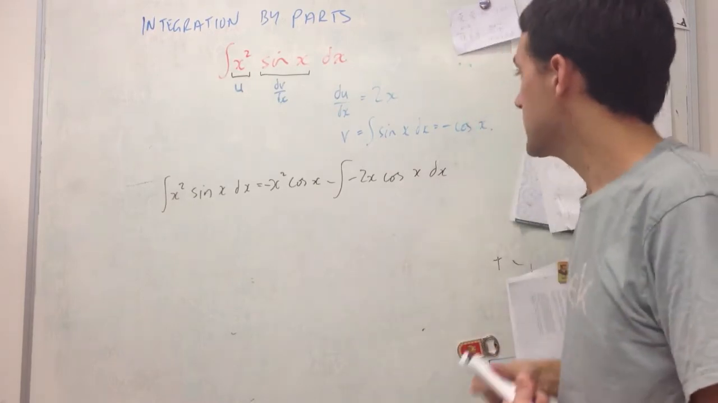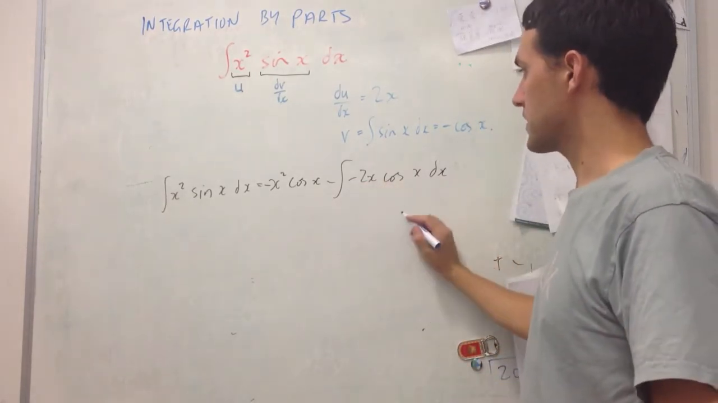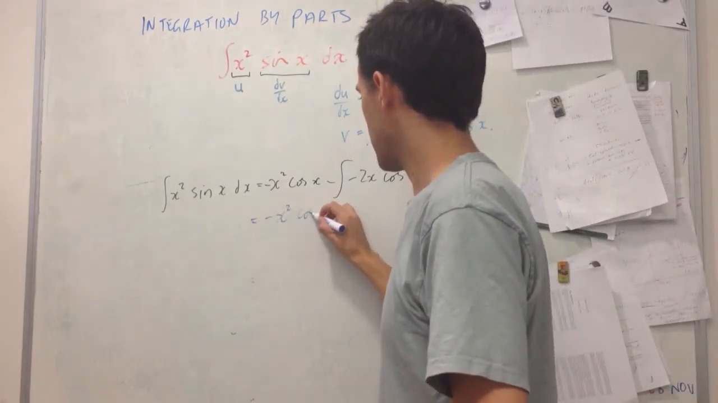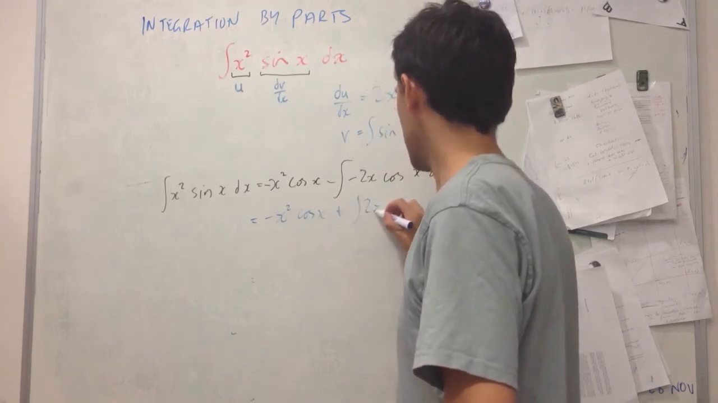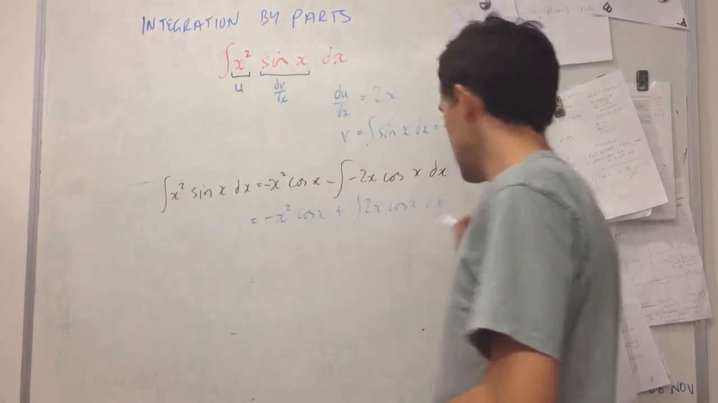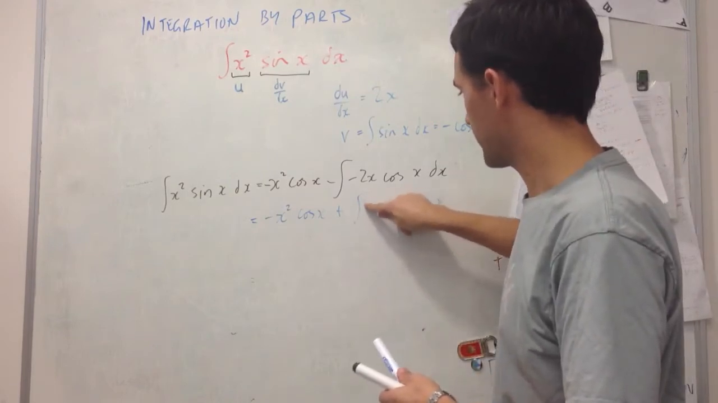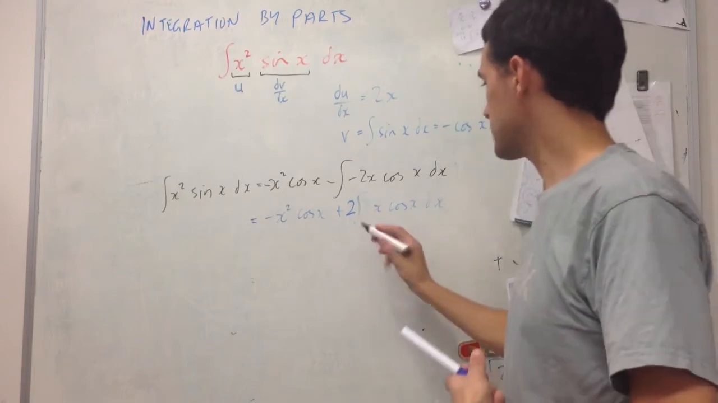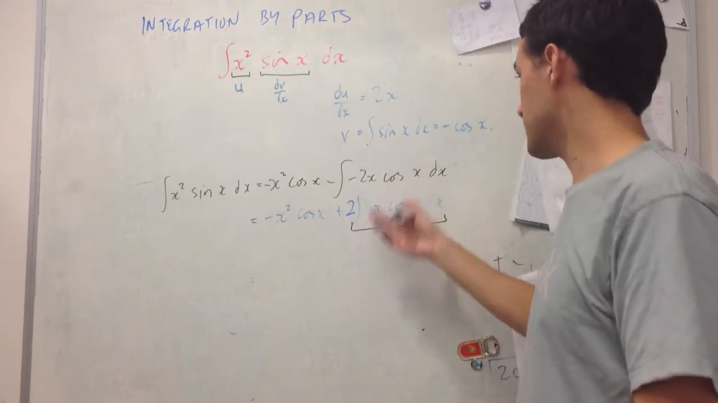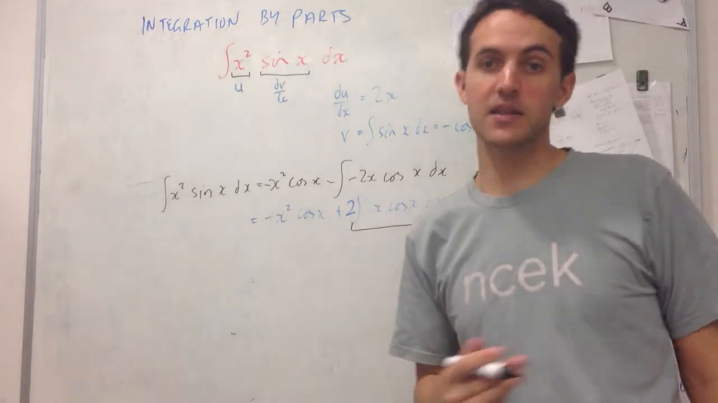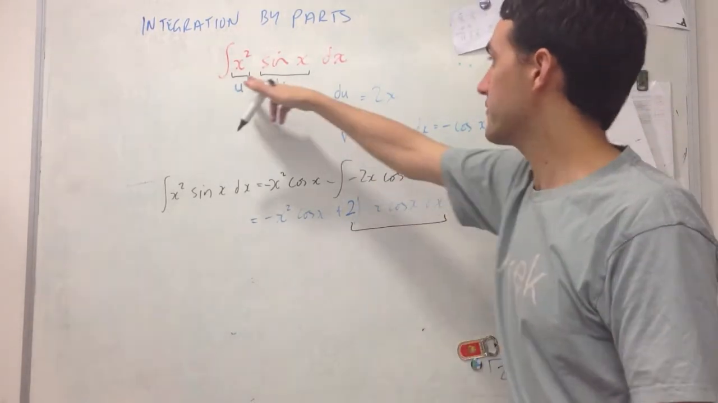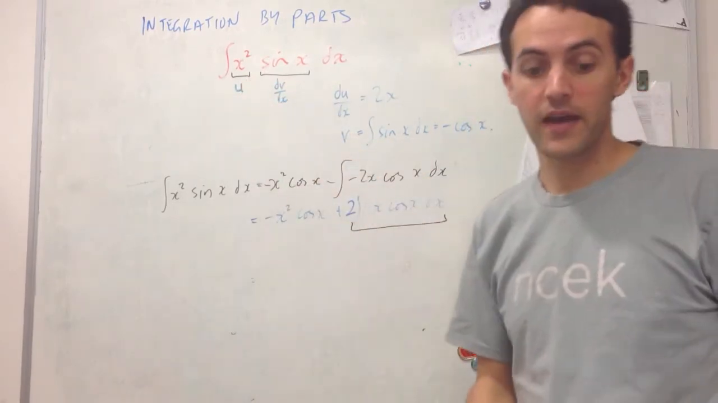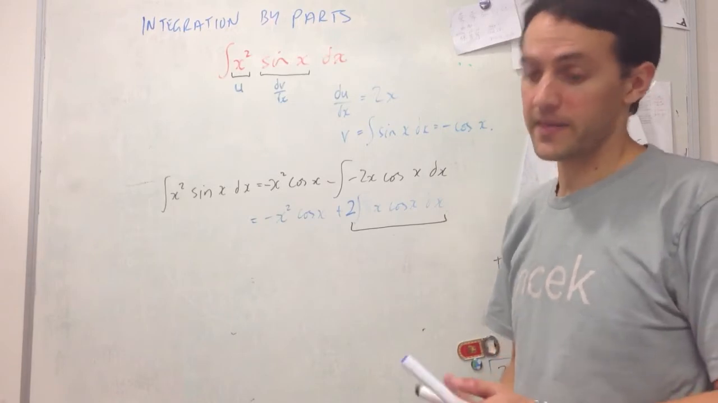Now I have to deal with this integral here. Neatening it up a little bit, I get negative x squared cosine x plus the integral of 2x cosine x dx. I might even take the 2 outside. And so I have to find this integral now, and we might say, well, I haven't really changed anything, I haven't made it easier. But actually I have, because now I've just got an x rather than an x squared. So now what I do is I apply integration by parts again.